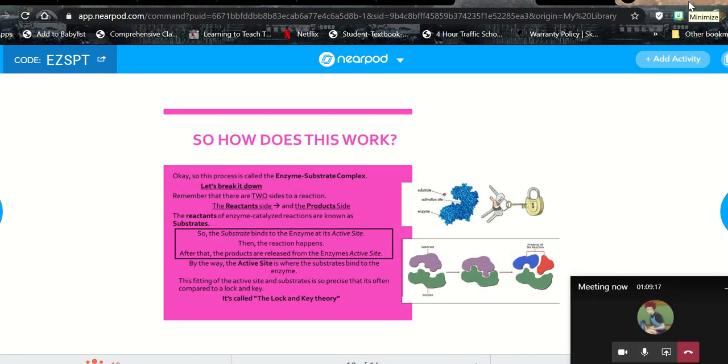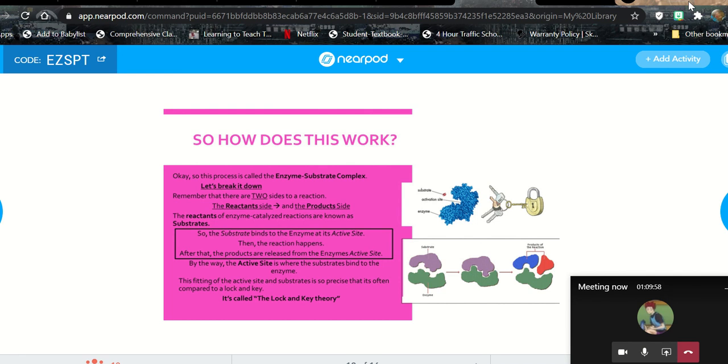All right, so there's two sides to every reaction. There's the reactant side, where the reaction happens, and then there's the product side. The reactants of the enzyme catalyzed reaction are known as a substrate. So for example, when we go back to that poop example, the food and the digestive system would be known as the substrates because they're the reactants. So the substrate is going to bind to the enzyme at its active site, right?